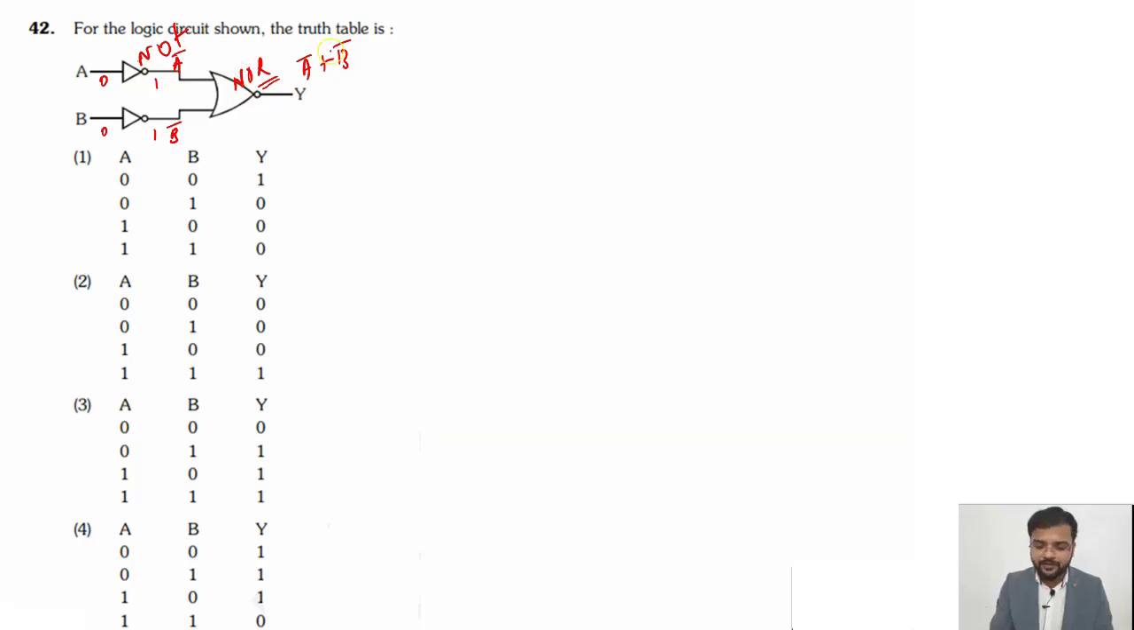In the NOR gate, one bar will also come over the whole expression. So Y can be written as A bar plus B bar, and whole bar, correct? If I give 0 input here, I get 1, and here I get 1. Then 1 plus 1 is 1, because this is OR, and after that we reverse it, so we get 0.